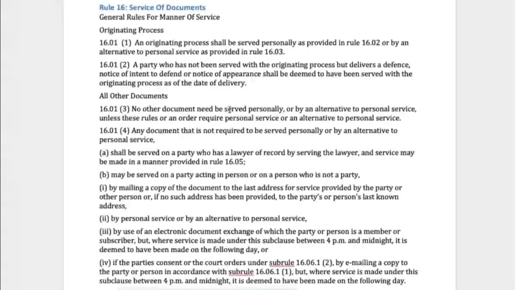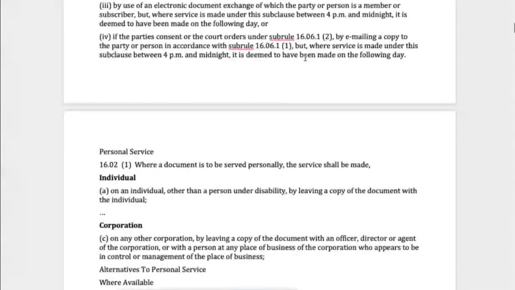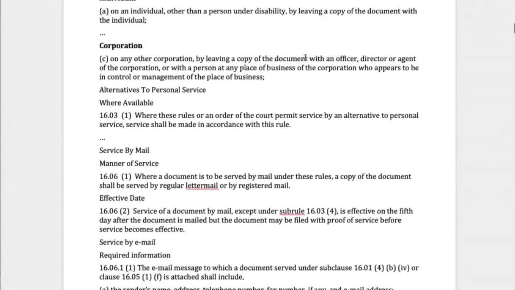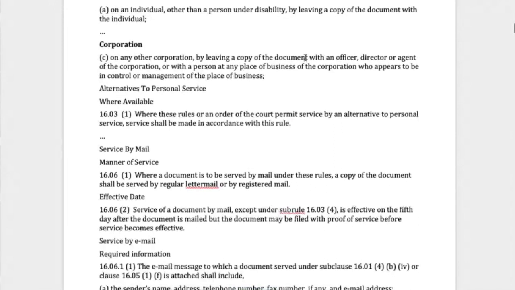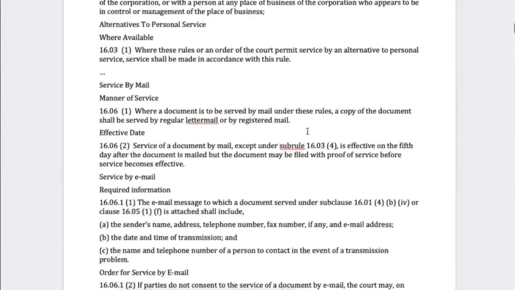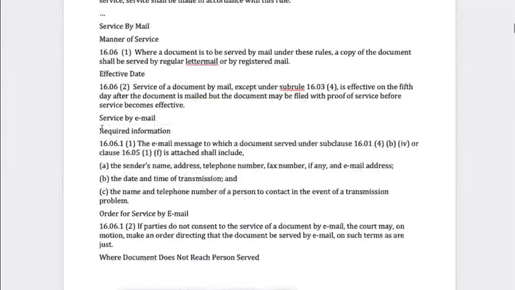So documents that need not be served personally can be served in the ways specified in 16.03. Where personal service is not required, you can mail it. If a party has a lawyer on record as representing them, you can typically provide the documents to their lawyer. And even in certain cases now by email, the rules are very reluctantly and tentatively allowing email to be used in certain circumstances.